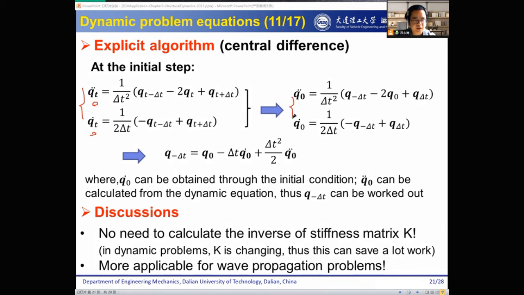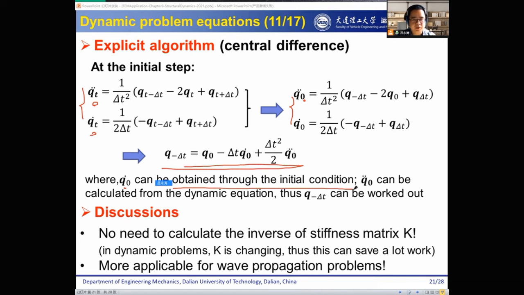Then at the initial time step, we have time 0, and we have q0, so the velocity at the initial time step. So at time equals 0, it can be obtained through the initial condition.